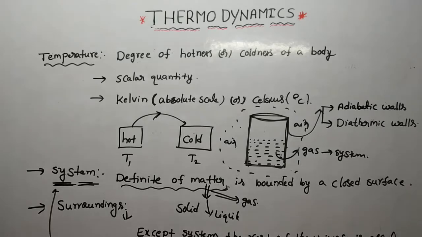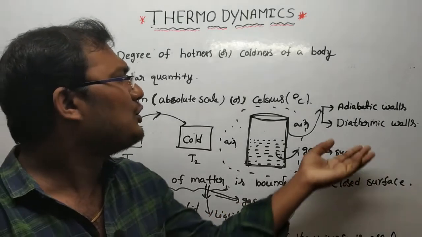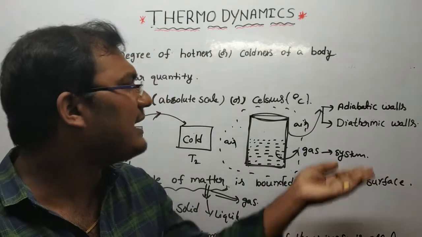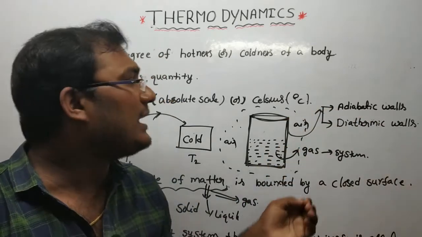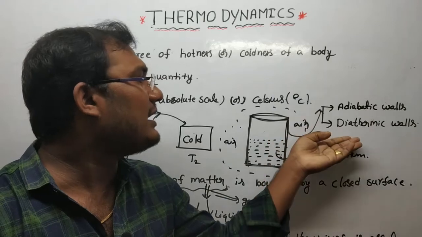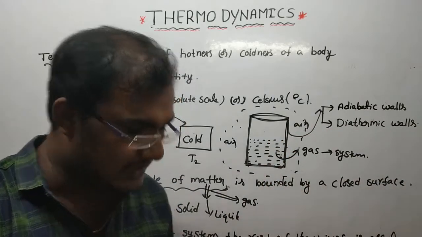In thermodynamics, we have two types of walls. What are they? Adiabatic walls and diathermic walls. What are adiabatic walls and what are diathermic walls?